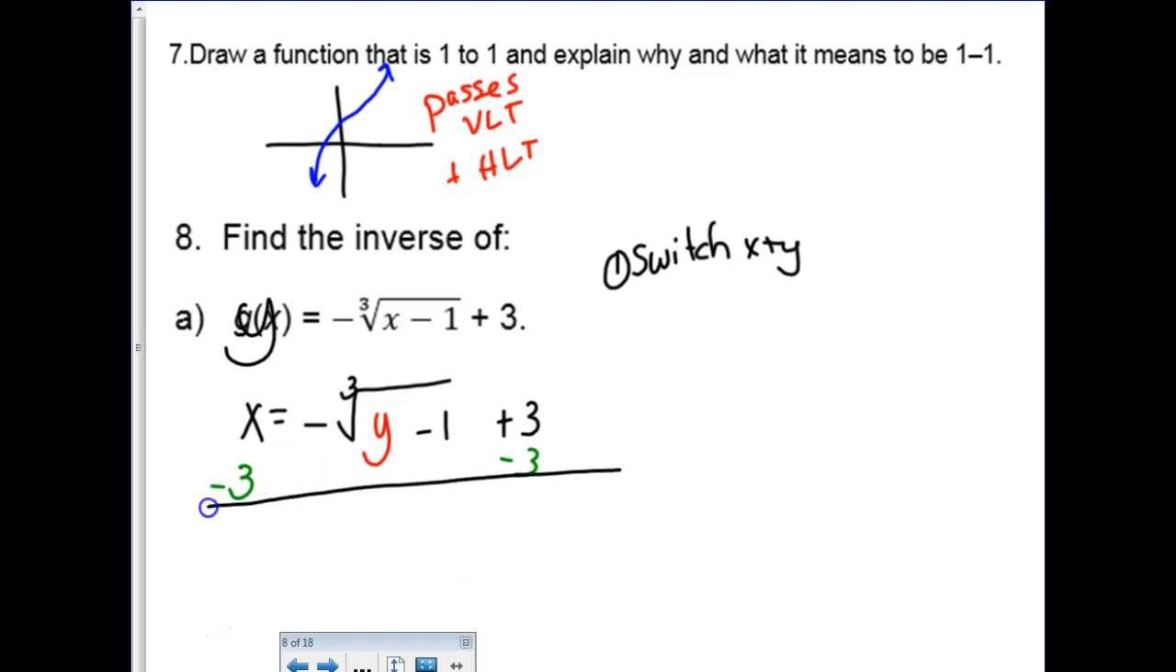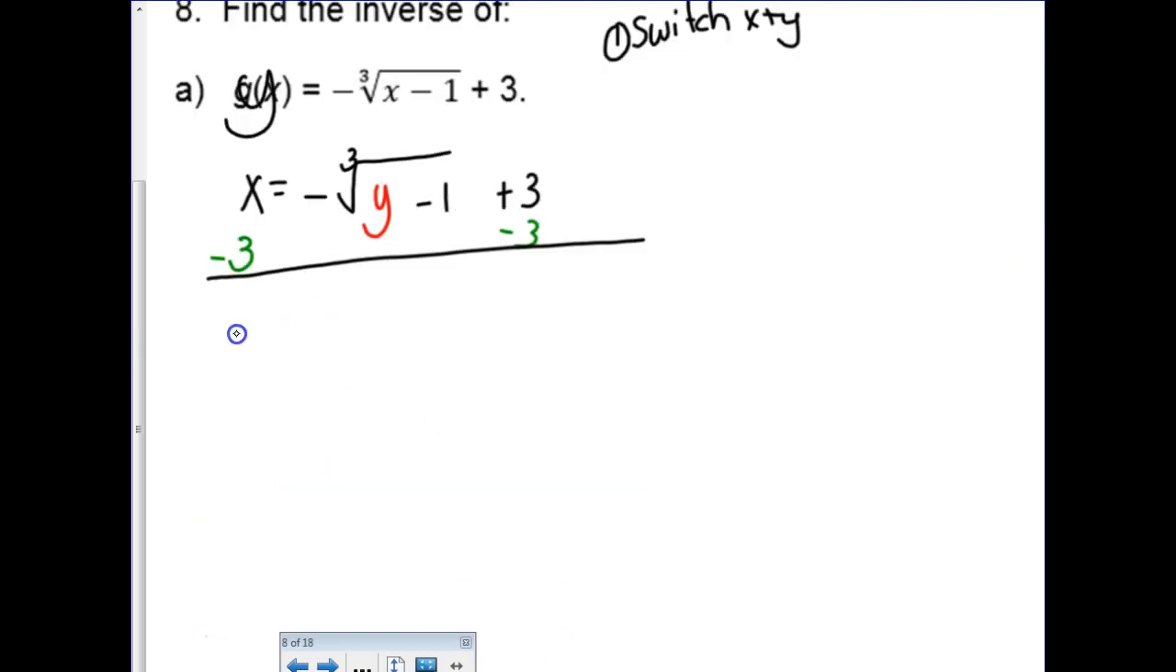And I'm not going to do a ton of simplifying in this function, guys, because I'm not actually doing anything with this function other than finding it. So when I have the cube root of y minus 1, there's a negative in front of it, so I'm just going to divide each side by a -1. Or multiply each side by a -1 if you want to think of it that way. Negative x plus 3 is fine.